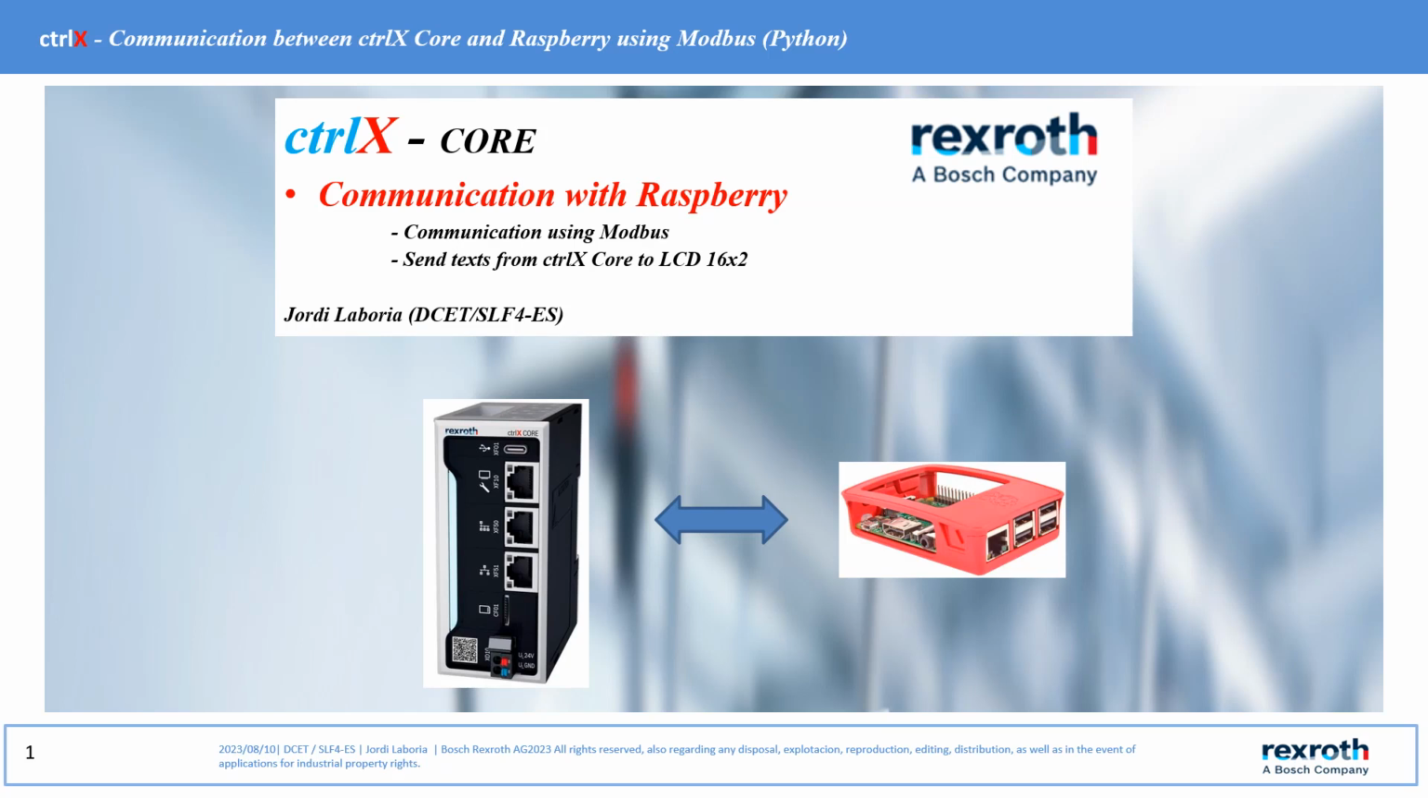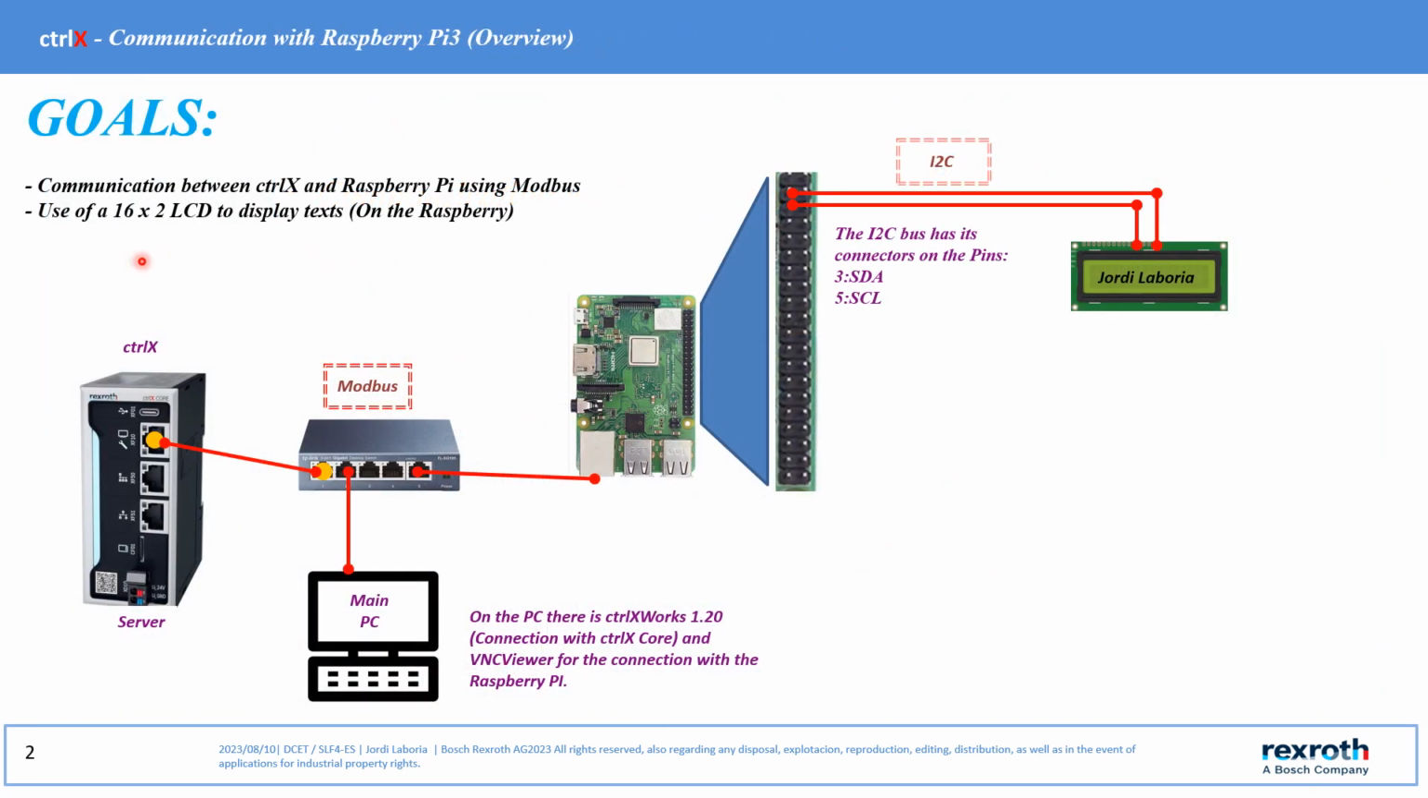Hello everybody, in this new video tutorial we will explain how to communicate our ctrlX code with a Raspberry Pi that has been forgotten at home. The communication will be done using in the ctrlX the Modbus blocks that we have already used in some other tutorials. For the program in the Raspberry, we will use Python and we will show the data sent from the ctrlX core in a LCD.